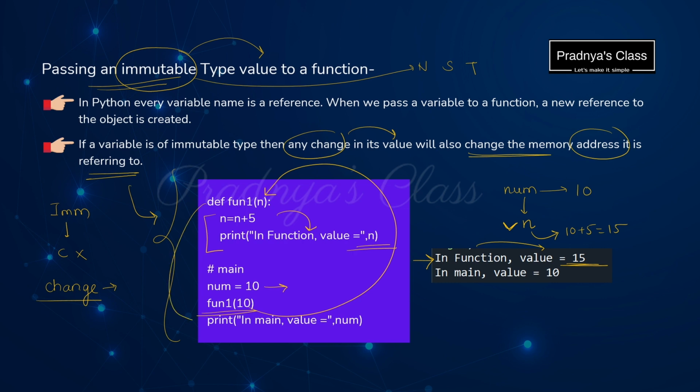Now come back to the main program. In main, we are printing in main value equals num. Look at the output. In main we are getting 10. Why? Because num is a different variable and n is a different variable. We updated the value of n, but the value of num is the same, 10. It did not get changed because in the case of an immutable data type, we cannot change the content in place. A new variable will get created.